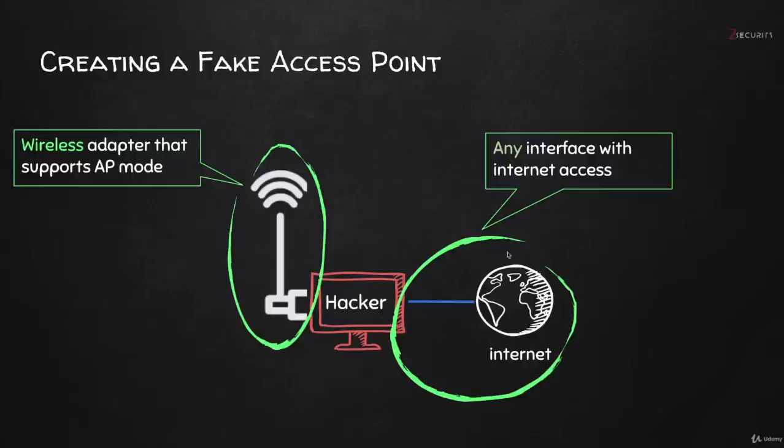The next interface that you will need, like I said, has to be a Wi-Fi interface because it needs to be able to broadcast the signal for the network. And you can't use just any Wi-Fi interface. This interface needs to be able to act as an access point. So it needs to be capable of acting like a proper access point, like a router.